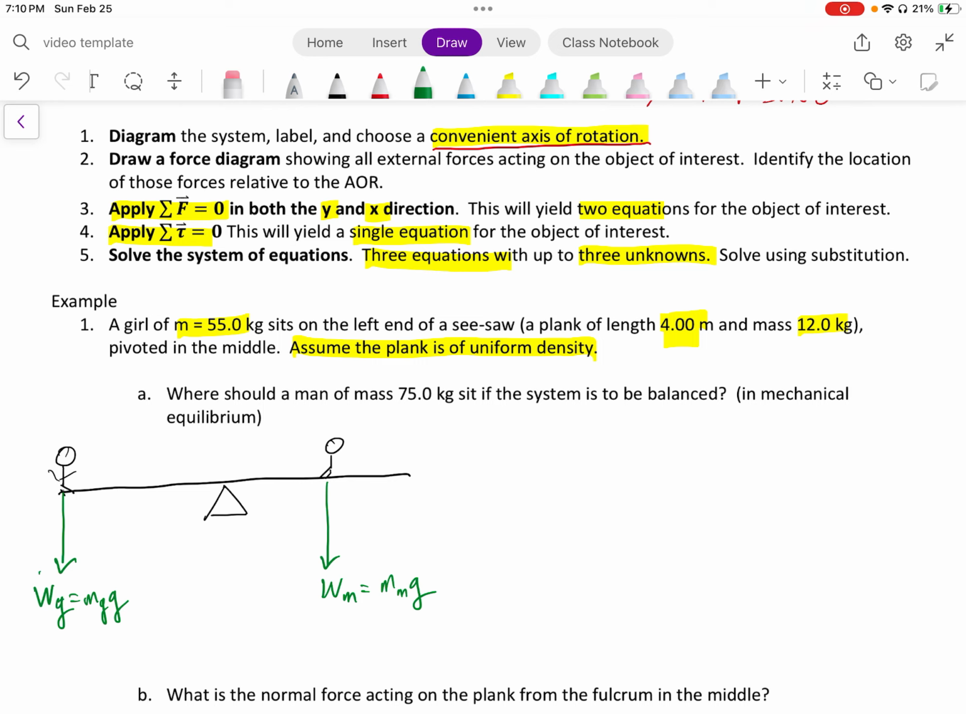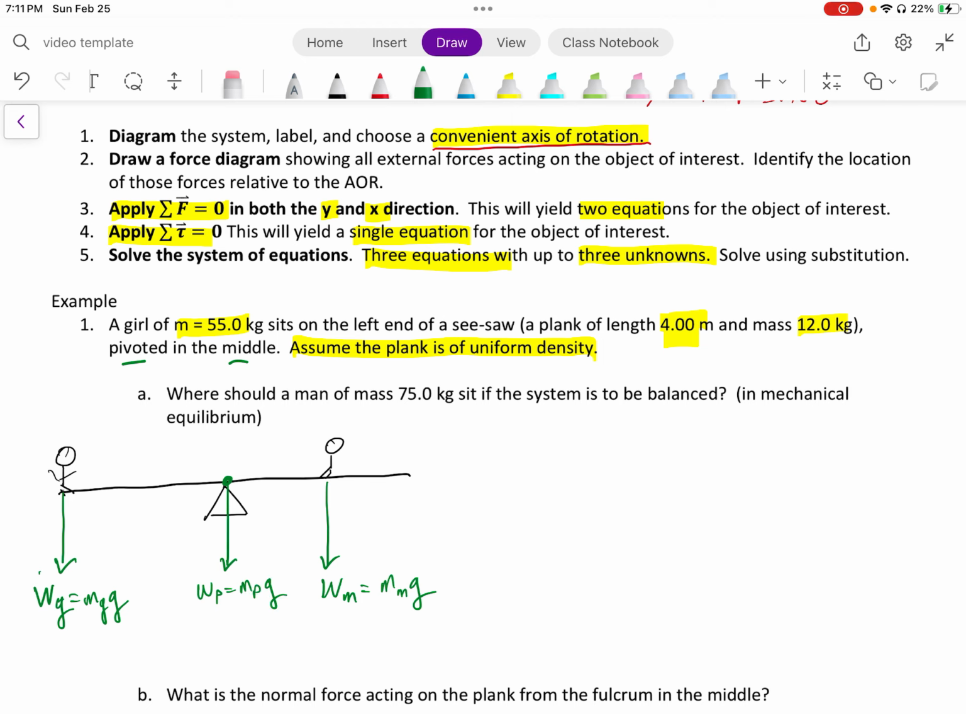What else is acting on the seesaw? Well, the seesaw has mass, and the mass is located at its center of mass. And the force of gravity is acting on that. And how did I know that it was located right above that pivot point? Because it said that it is pivoted in the middle. So this is the weight of the plank, they called it. So mass of the plank times little g.